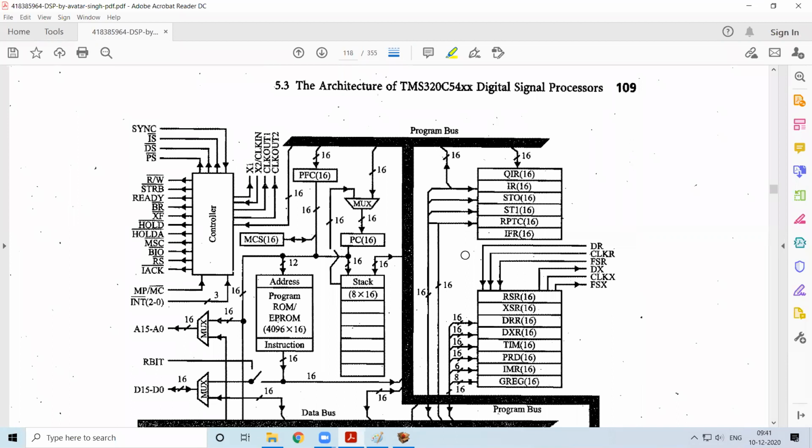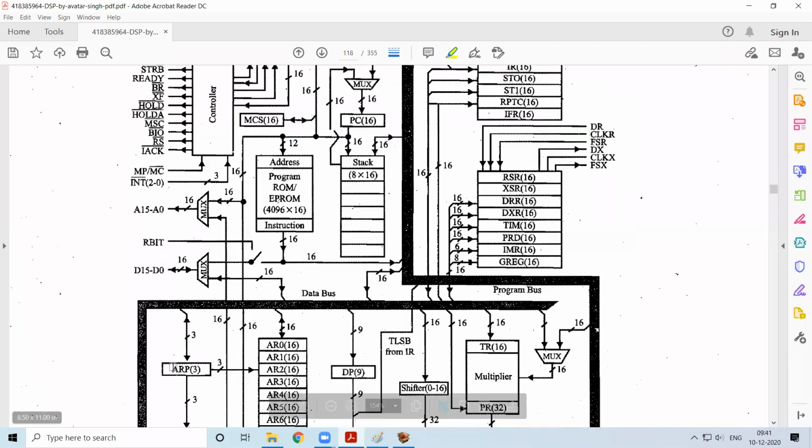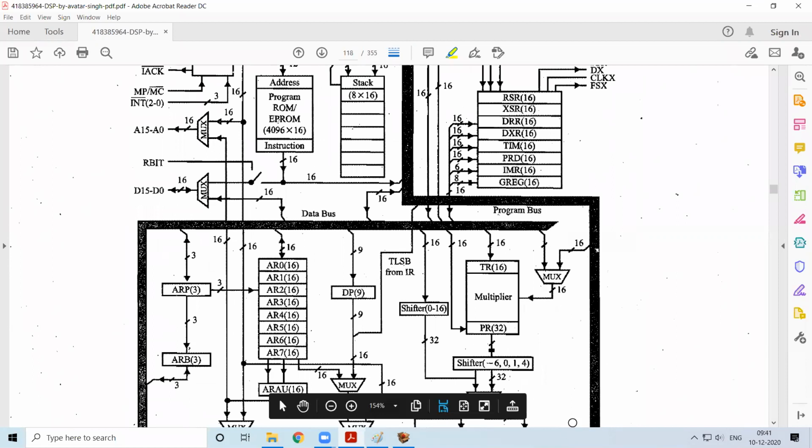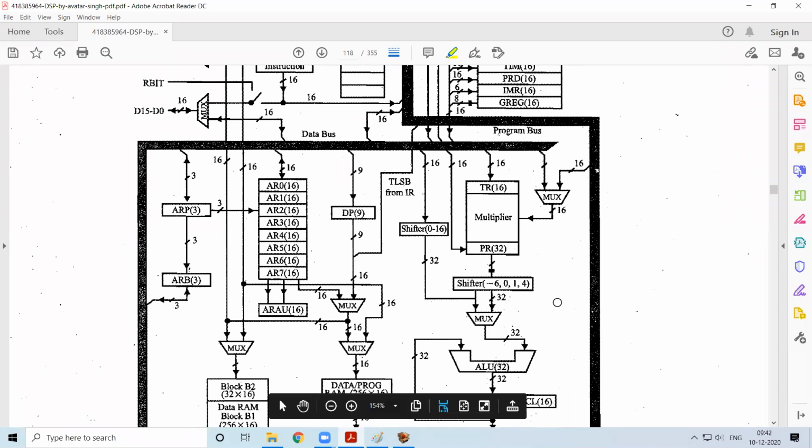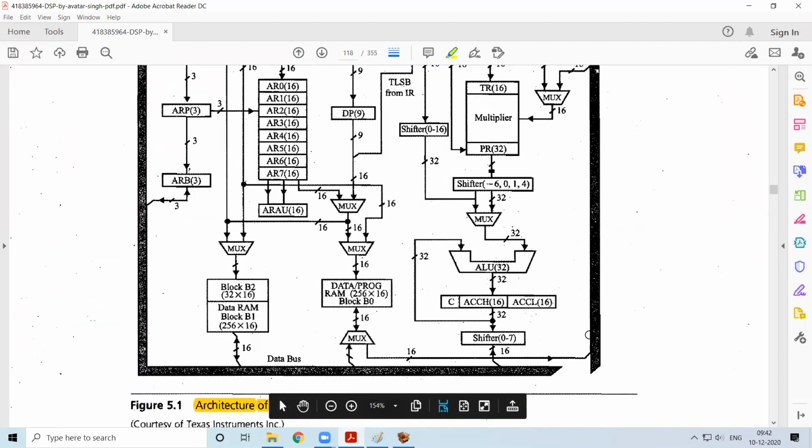Here you can see that you have a program bus and a data bus, and it is accessing some registers, some memories. Some multipliers are present, a shifter is present, a T register, that is temporary registers, are present, and accumulators are there. So many things are there. At the start, we'll not discuss these things. We'll go directly to one of the architectures and come back to see what these things imply.